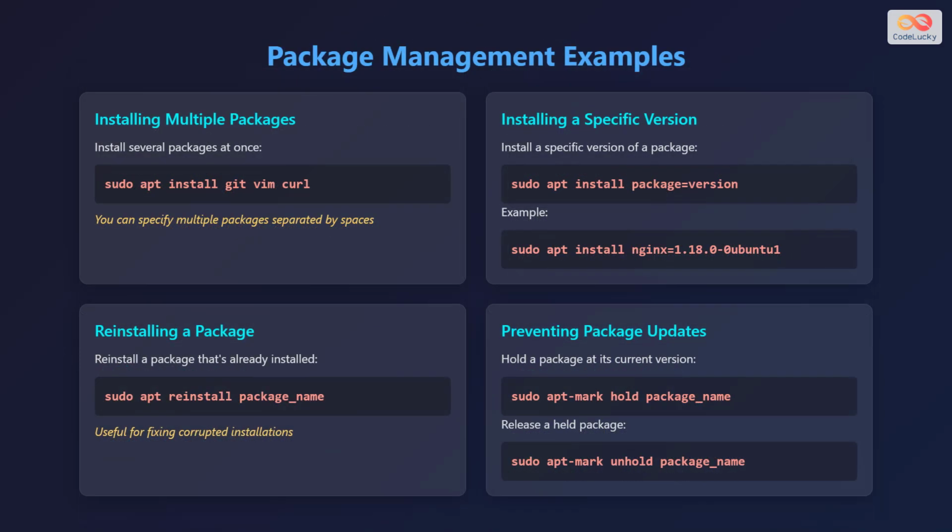Here are some package management examples. To install several packages at once, the command is sudo apt install git vim curl. You can specify multiple packages separated by spaces. To install a specific version, the command is sudo apt install package=version. For example, sudo apt install nginx=1.18.0-0ubuntu1. To reinstall a package that's already installed, the command is sudo apt reinstall package_name. This is useful for fixing corrupted installations.